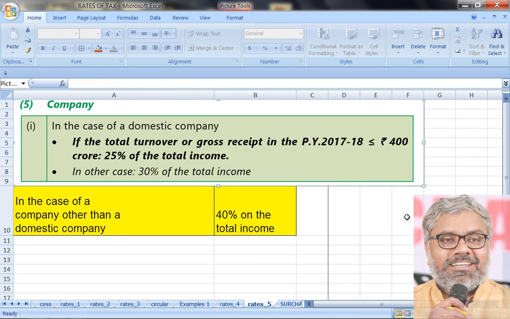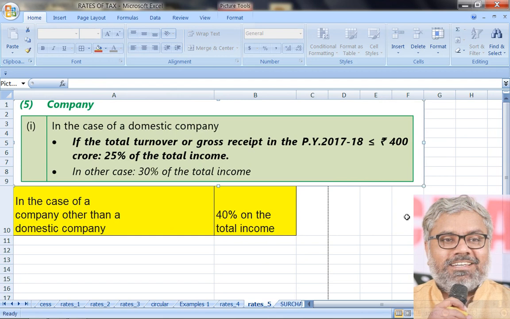In all other cases, it is 30% of total income, of course, when the company is a domestic company. So for the bigger companies with a turnover of more than 400 crores, the tax rate is 30%. For small or medium scale companies where the turnover is less than 400 crores, the tax rate applicable is 25%, which can be considered as a concessional tax rate to small and medium scale industries. That is the benefit given to them.